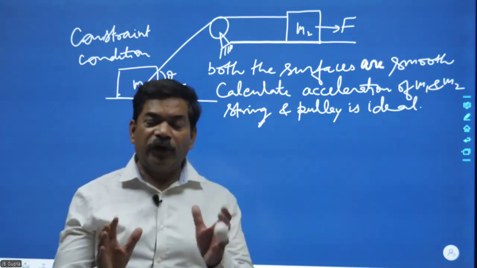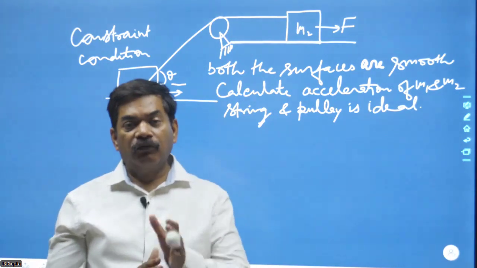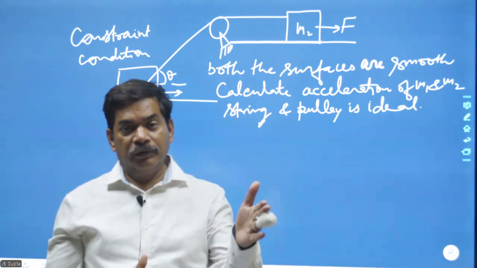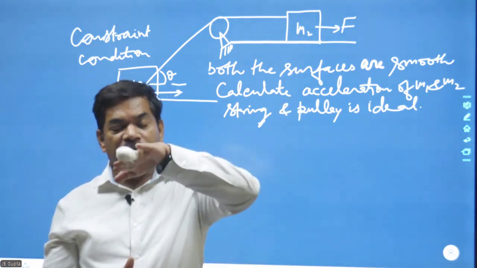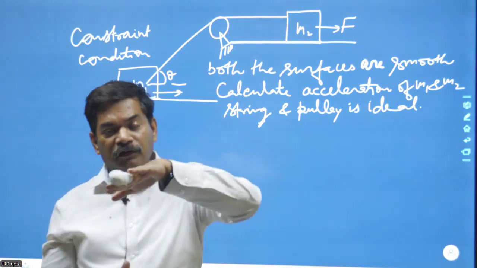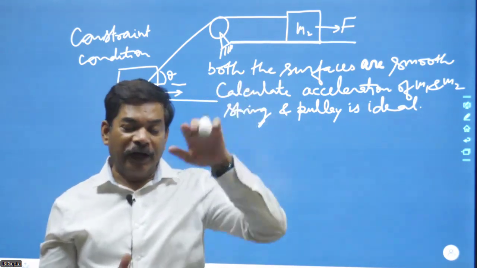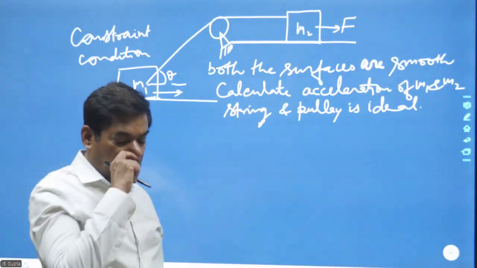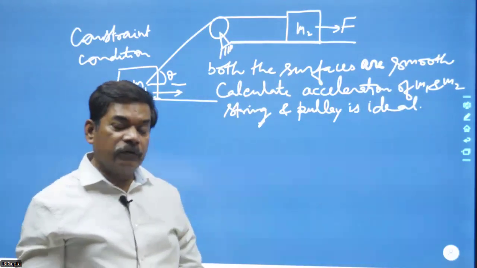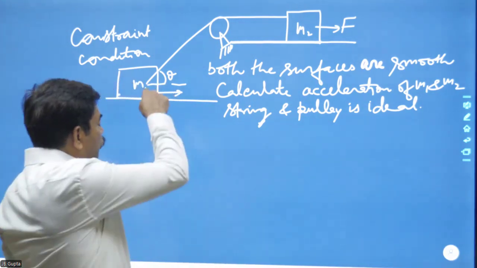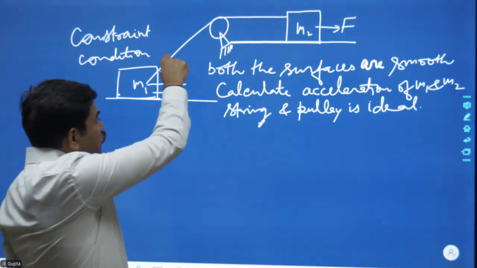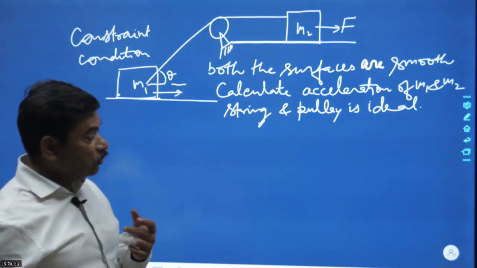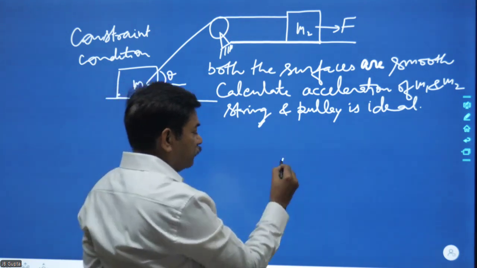So whenever you find a question in which the direction of motion of a block is different from the direction in which the string is accelerating or moving, in that case you will apply the concept which I'm telling you here. Did you understand my point? In this case, the block's motion will be in this direction, and the string connected to it will move in this direction.